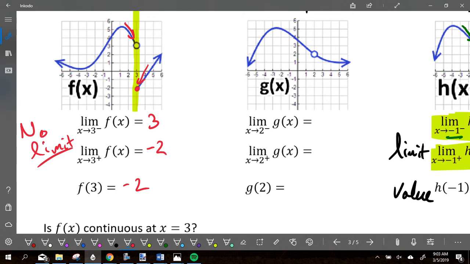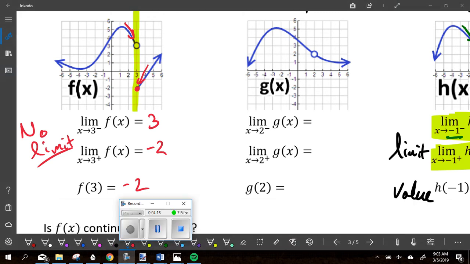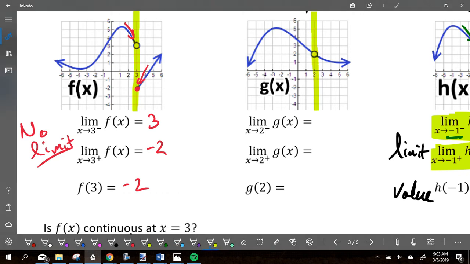Do the same thing on g of x. See what you can do. Zach, what's the limit as x approaches 2 from the left-hand side here? It's 2. What about x from the right-hand side? It's also 2. What about g of 2? It's undefined. It does not exist. And so because it doesn't exist, is this thing continuous? No. You have to have a limit. Oh, we have a limit. The limit's 2. You have to have a value. We don't even have a value here, so they can't be equal to each other. There's no value. Therefore, it's not continuous.